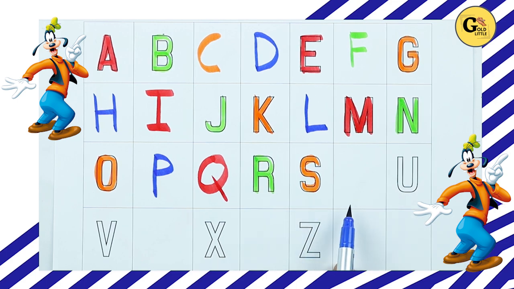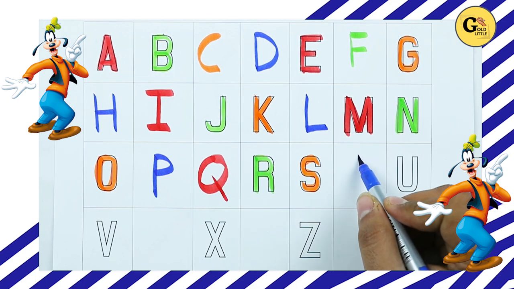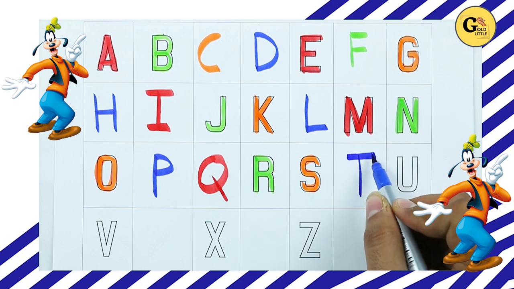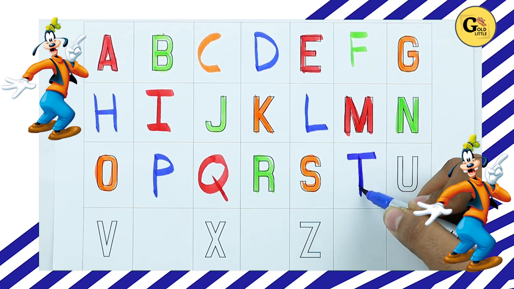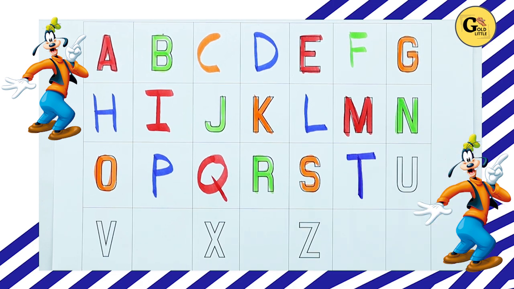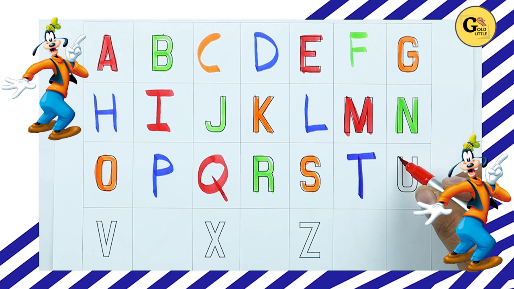R, S. What next? T. Very good. T with blue color. T for tiger. What next?